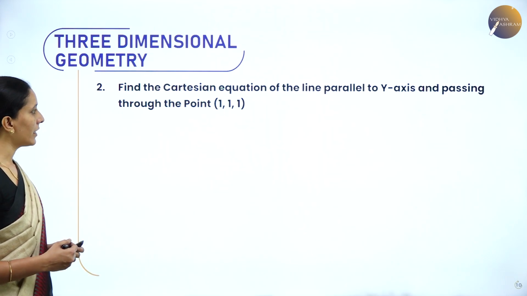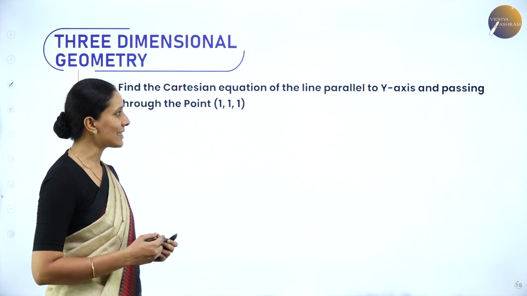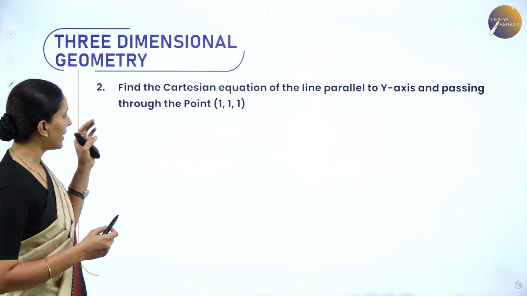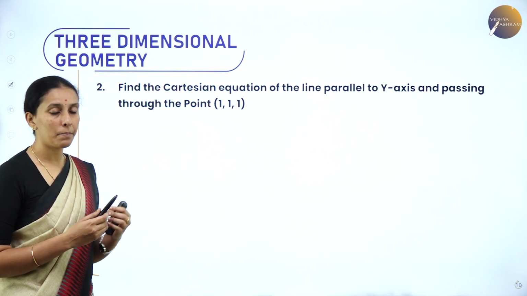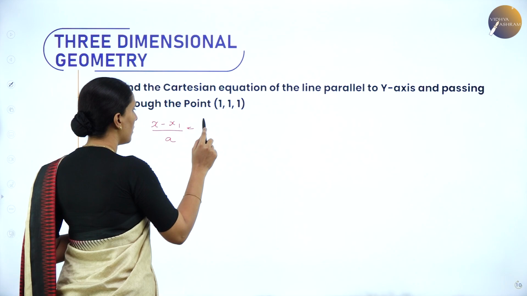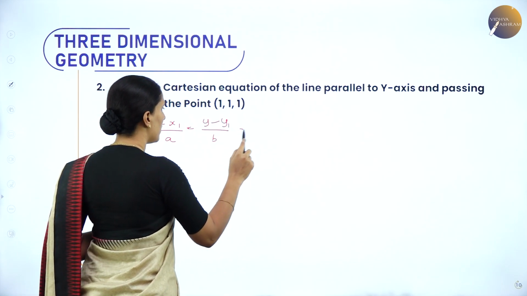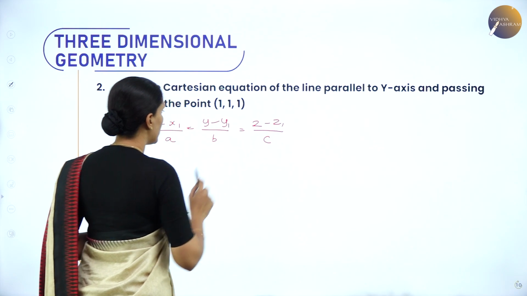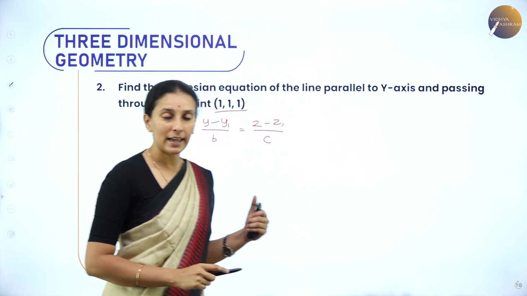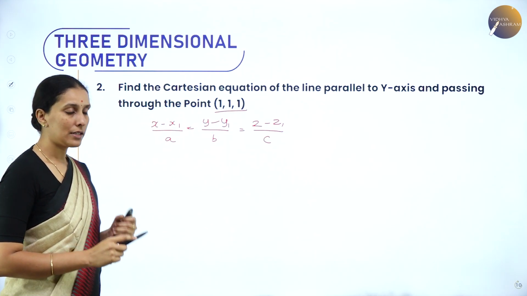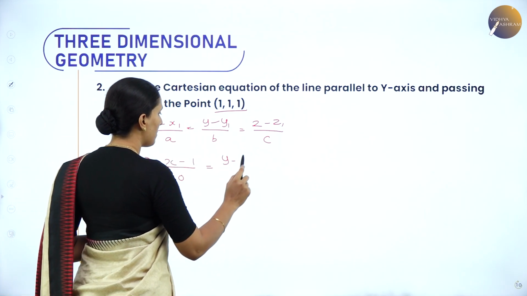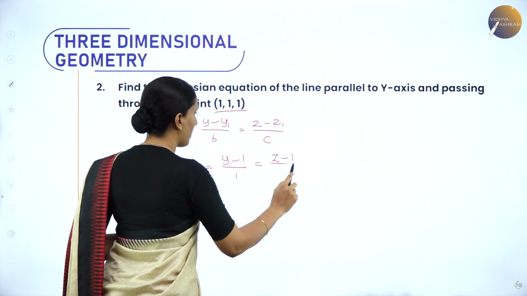Next question, find the Cartesian equation of the line parallel to y-axis and passing through the point (1, 1, 1). So we know that the Cartesian equation of a line which is passing through the given point and parallel to the given vector is given by (x minus x1) by a, (y minus y1) by b, and (z minus z1) by c. So the point x1, y1, z1 is given, and the direction ratios of y-axis, that is a, b, c, is 0, 1, 0. So therefore this equation becomes (x minus 1) by 0, (y minus 1) by 1, (z minus 1) by 0.